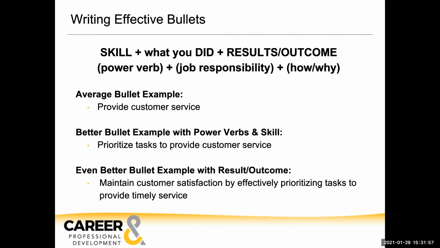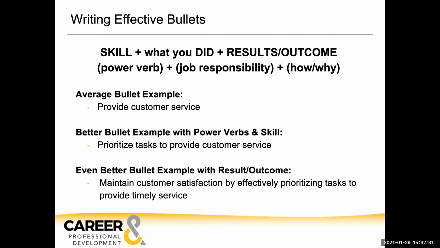So when you put a bullet together, we're going to first talk about your skill, what you did, and then what was the result or the outcome. We always will start with a power verb. Make sure that you include the job responsibility. And then how and why. We always want to know, why did you do that? I always like to say these bullets should be about what you've accomplished versus what you did.